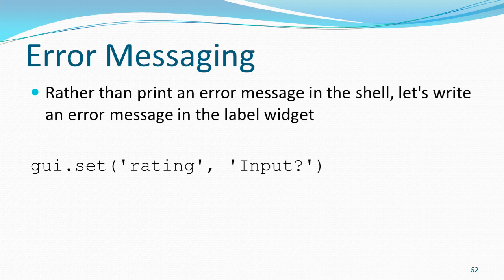So rather than printing an error message in the shell, let's write an error message in the label widget. And we're going to make it quite simple this time. We're just going to say GUI.set in the rating widget input, and we'll put a little question mark on there. And notice input is a string, so it will just pop up there whenever the user makes this particular error.